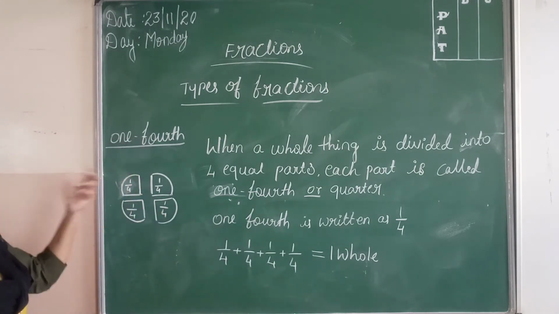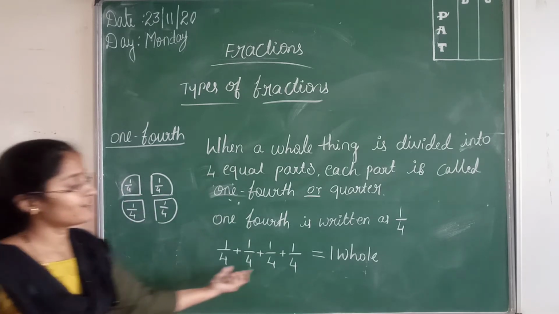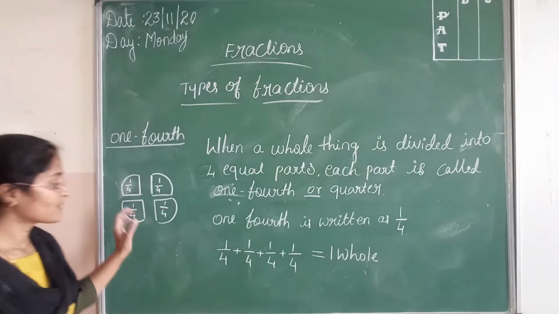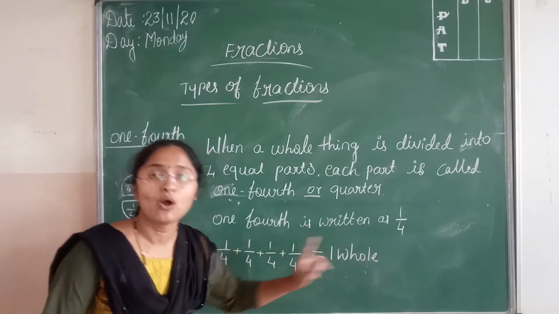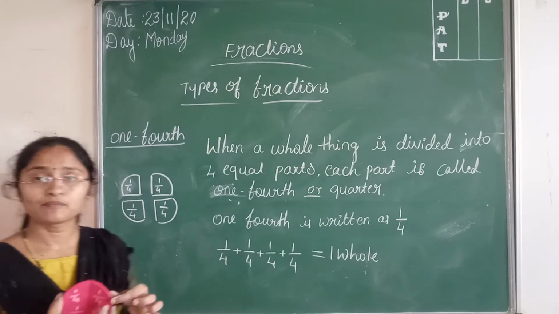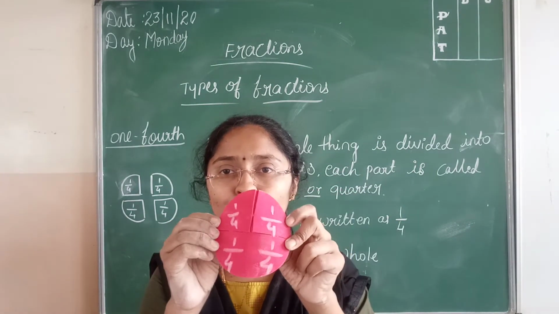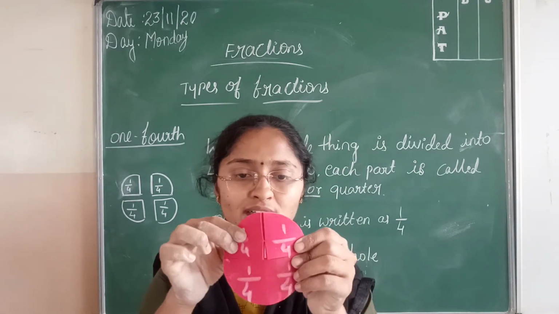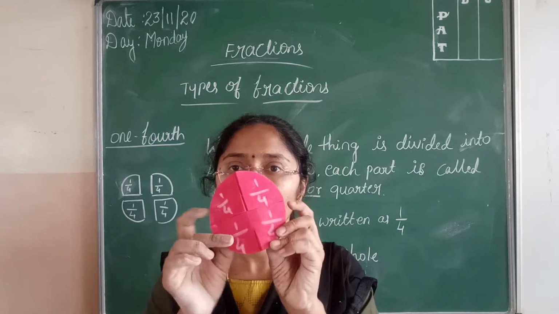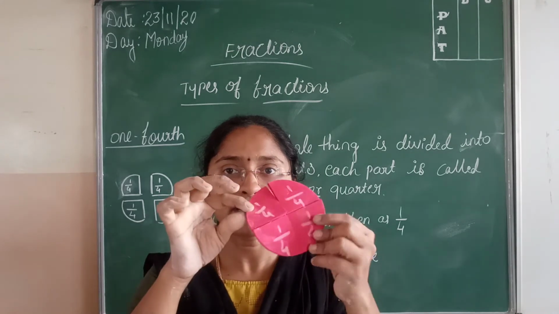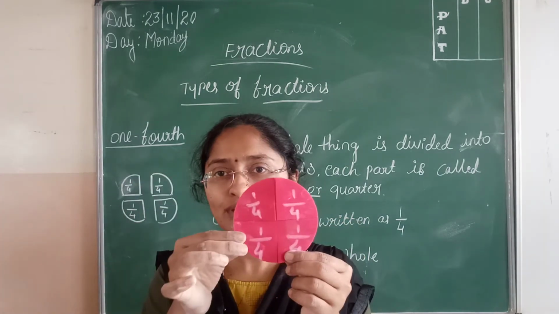So when we add all these 4 parts, we will get 1 whole. So 1/4 plus 1/4 plus 1/4 plus 1/4 is equal to 1 whole. See, here I have a 1 whole. When I divide this 1 whole into 4 equal parts, can you see here? Now it is divided into 4 equal parts. Each part is the same. So when I join all these, we got a 1 whole.